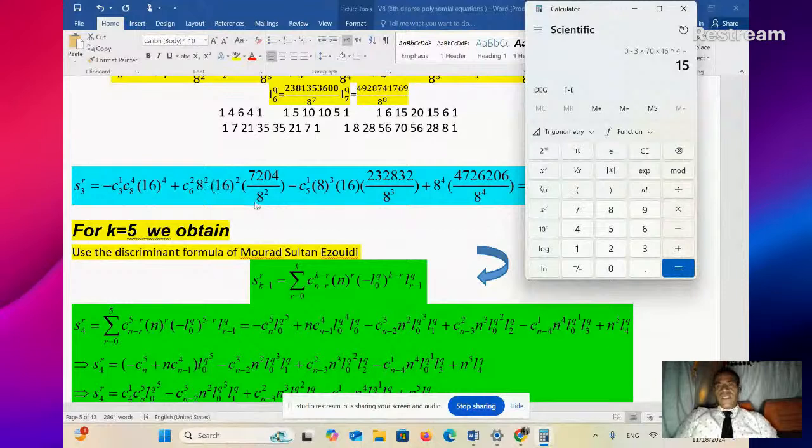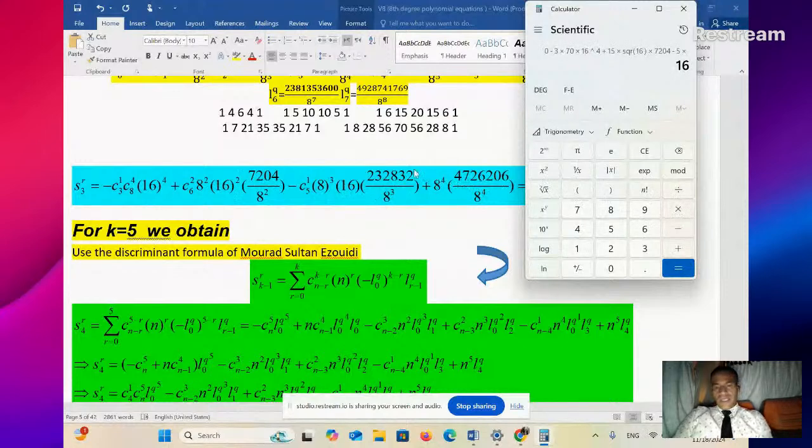by 8 squared. I will just focus on the square of 16. Multiply by 16 squared. Okay. Then multiply by 7,200. And then minus the combination 5 choose 1, which is minus 5. Okay, I'll write here minus 5, times 16. 8 cubed divided by 8 cubed, we cancel it out. Okay, times 1 times 16.